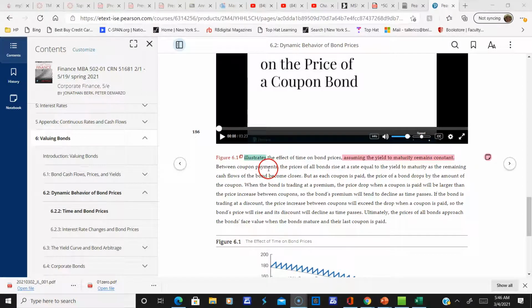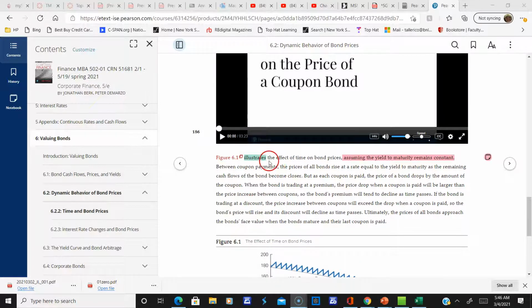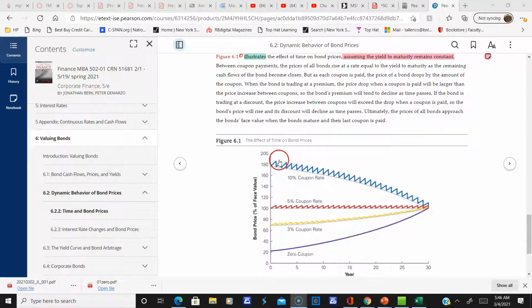Good morning, my colleagues. We pick up here with the pricing of a bond and how it changes over time. The important point is here in figure 6.1. It's interesting: it's the sawtooth characteristic of a bond price. You'll notice that as time goes on, it approaches par, right? You can see it.